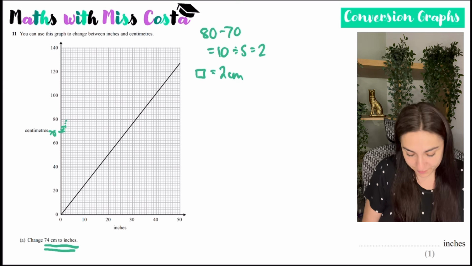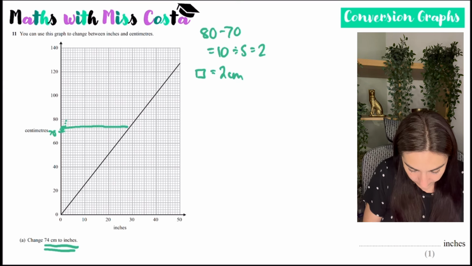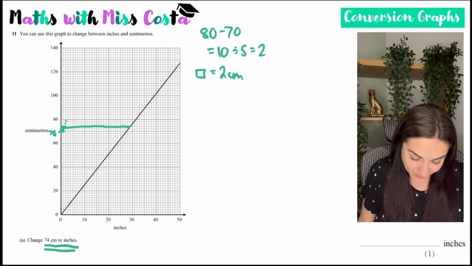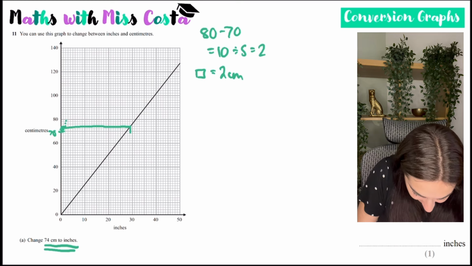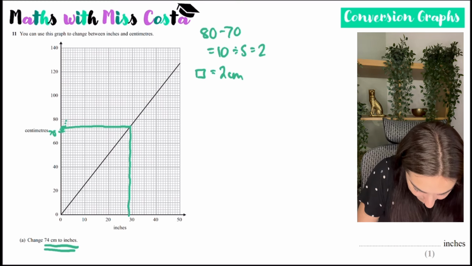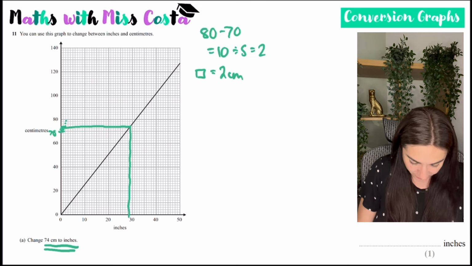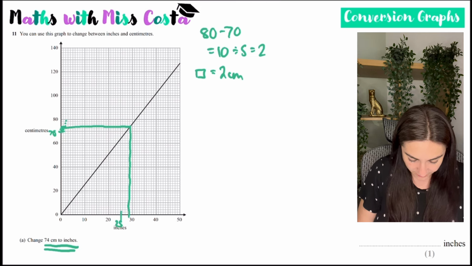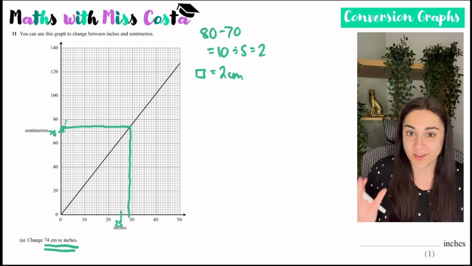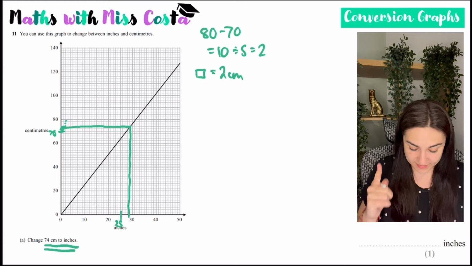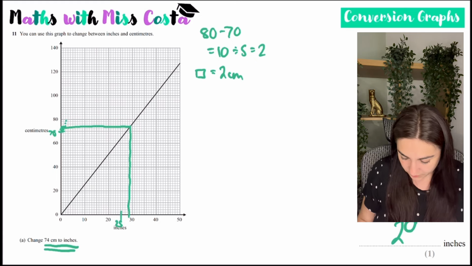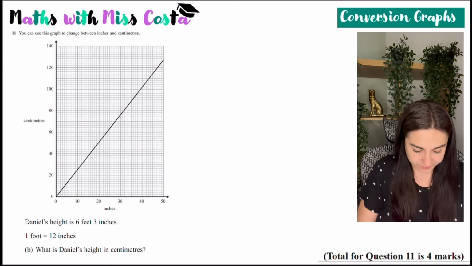So 74 would be over here. So I draw a line from 74 across to my graph, and then I go down. And that takes me over here. So halfway is 25. And from 25 to 30, that's 5 squares. So each square is going to be 1. So that would be 29 inches.